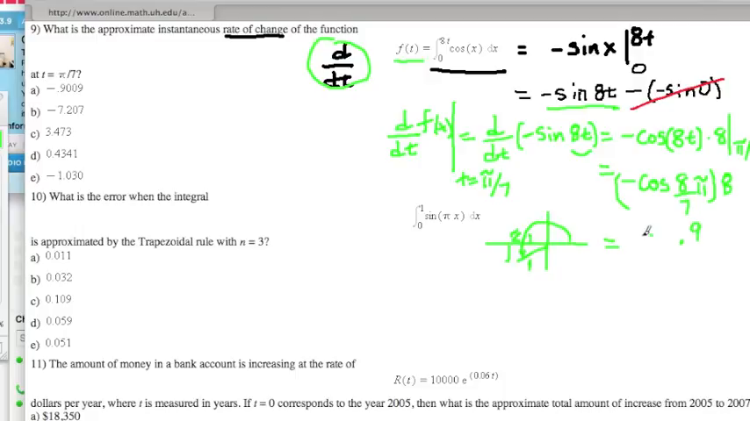Okay, so we have negative 0.9 times 8, which is negative 7.2. So the right answer is B.